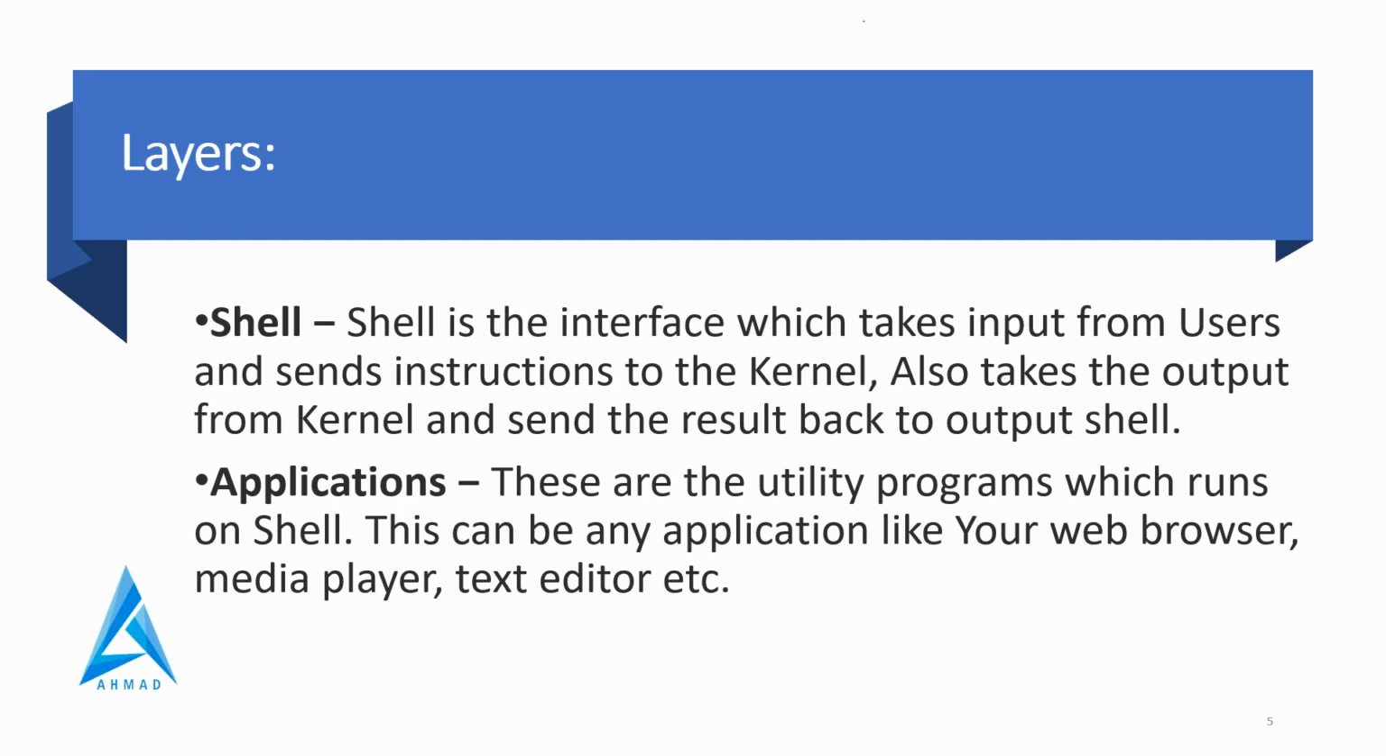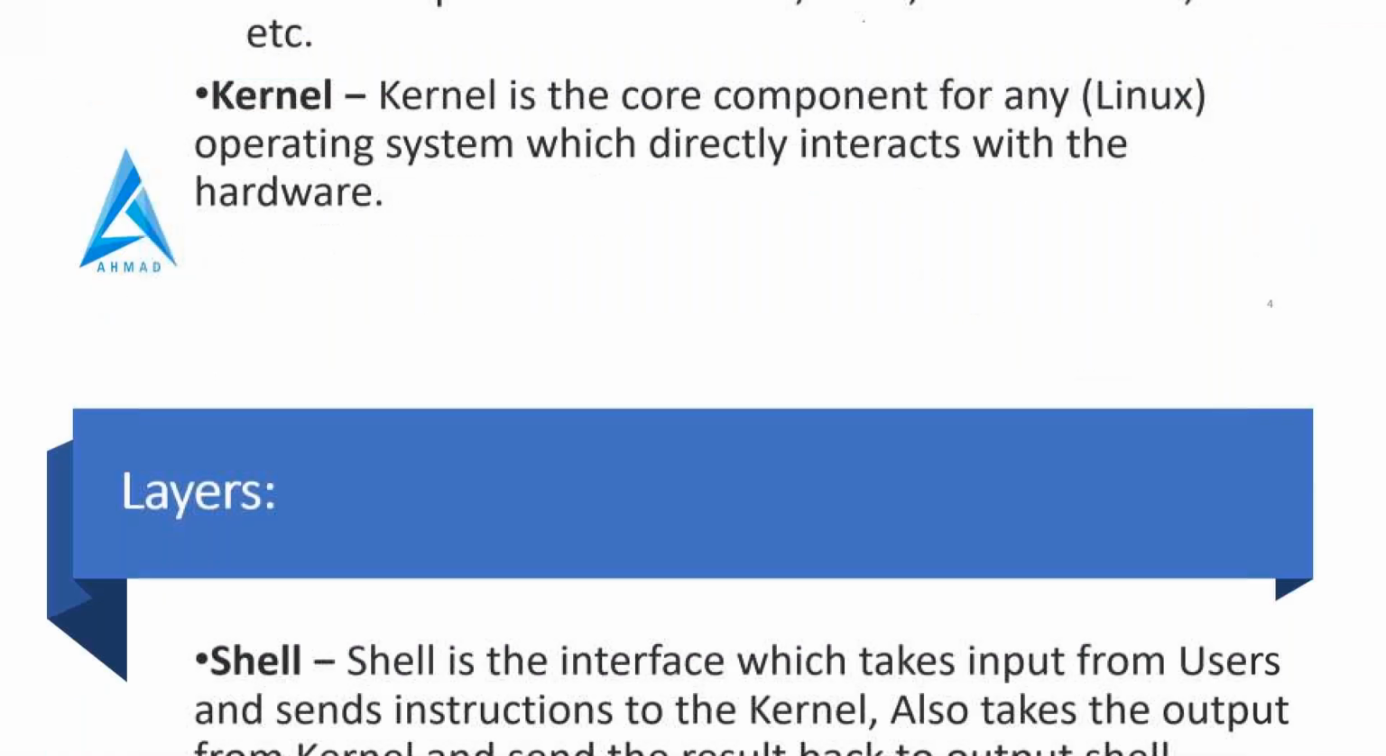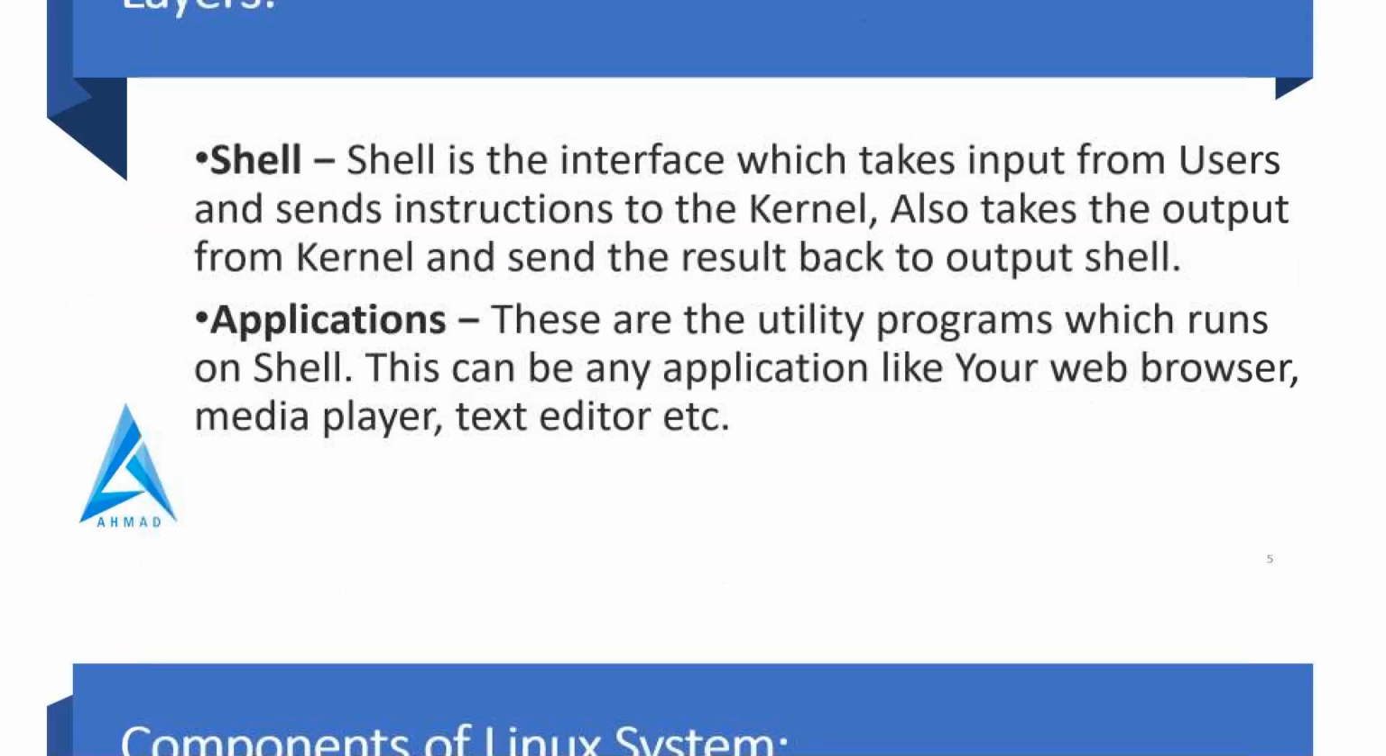And applications are basically the utility programs which run on the shell. It can be your web browser, media player, text editor, whatever you are doing on your operating system, that is called applications. So these are the four layers of Linux architecture.